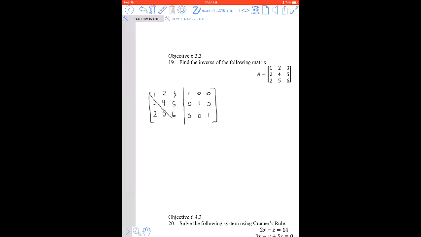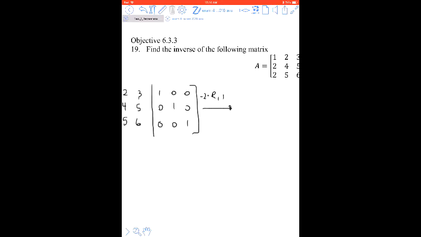So I need to get 1s along this diagonal right here and 0s above it and below it. That's my task. So I've already got a 1 right there, so I need to get a 0 here and a 0 there. So I can add negative 2 to both of those. So what I need to do is change that 1 into a negative 2, and then add it to that row and add it to that row. So my first row operation, I'm going to do negative 2 times row 1. I'm going to add that to row 2. And that's going to become a new row 2.